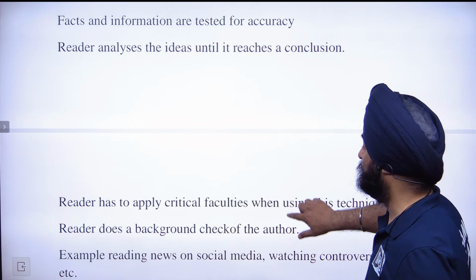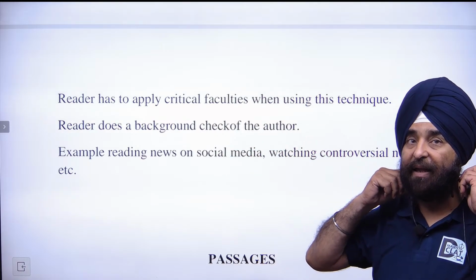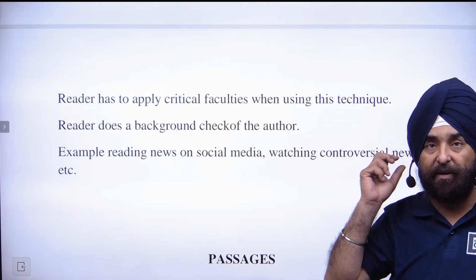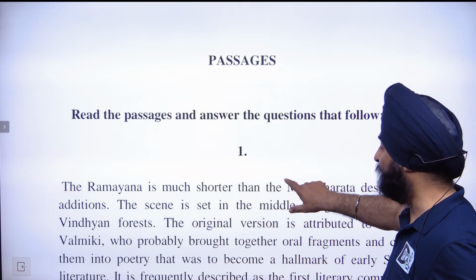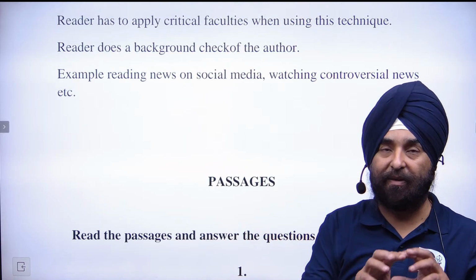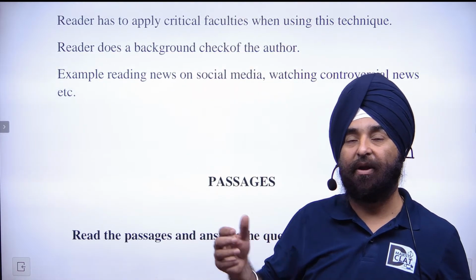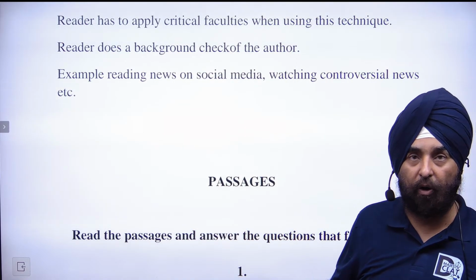So I feel we should stop here for this session, and in the next class when we meet, we'll take up some comprehension passages and try to solve them alongside. In the meantime, you can just read those passages so that when we meet next, we'll continue with the same topic.